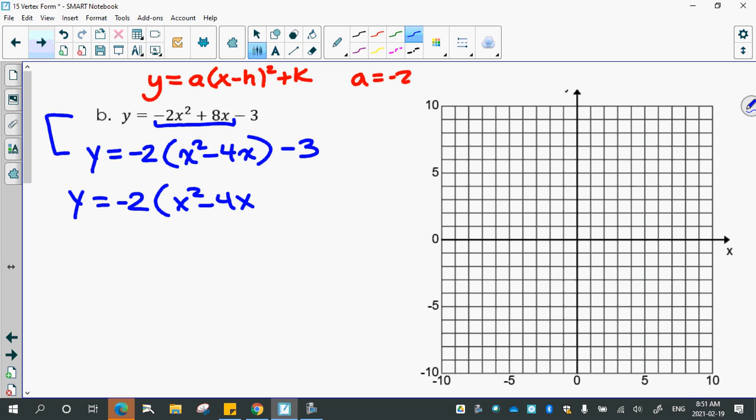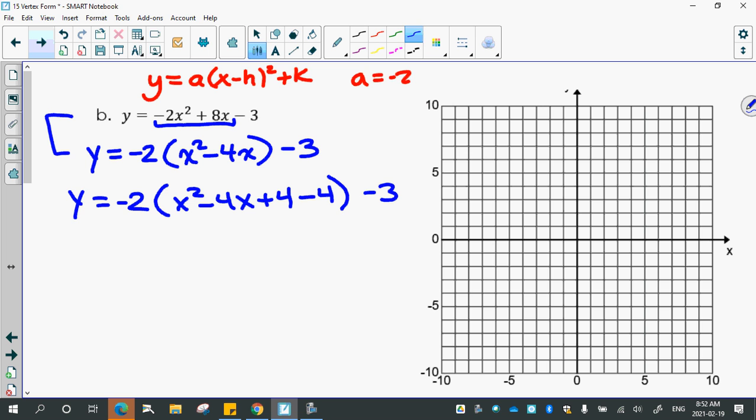So to complete the square inside the bracket, I take half of 4, which is 2, and I square it. 2 squared is 4. Everybody good there? So I add 4 to complete the square. That's how I complete the square. But then, so I'm only adding 0, I subtract 4. Close my bracket, and then I still have the minus 3 that's not in the bracket.